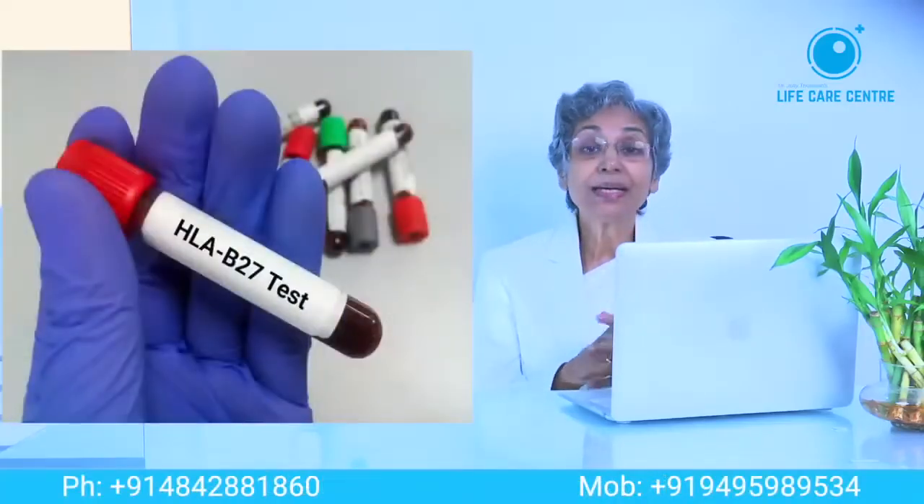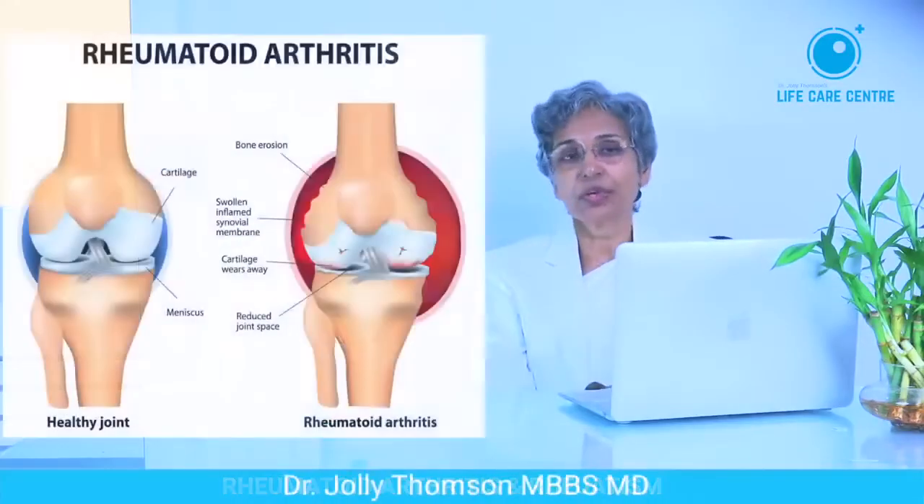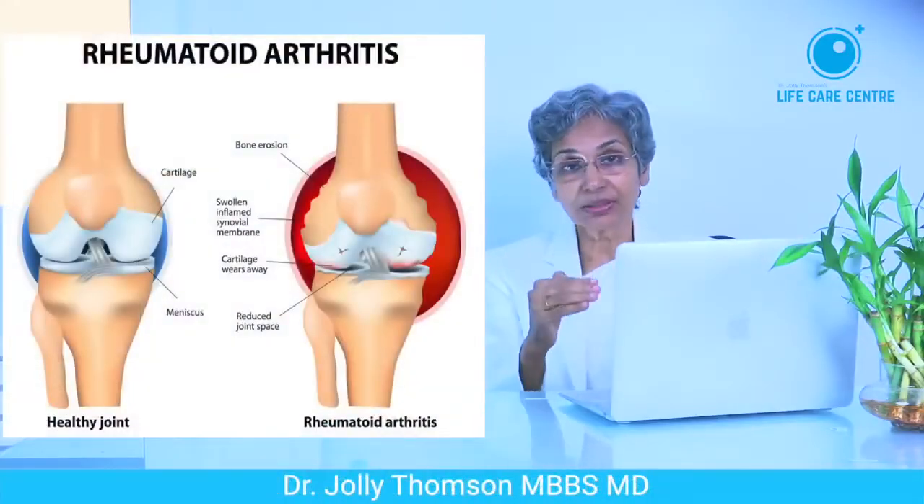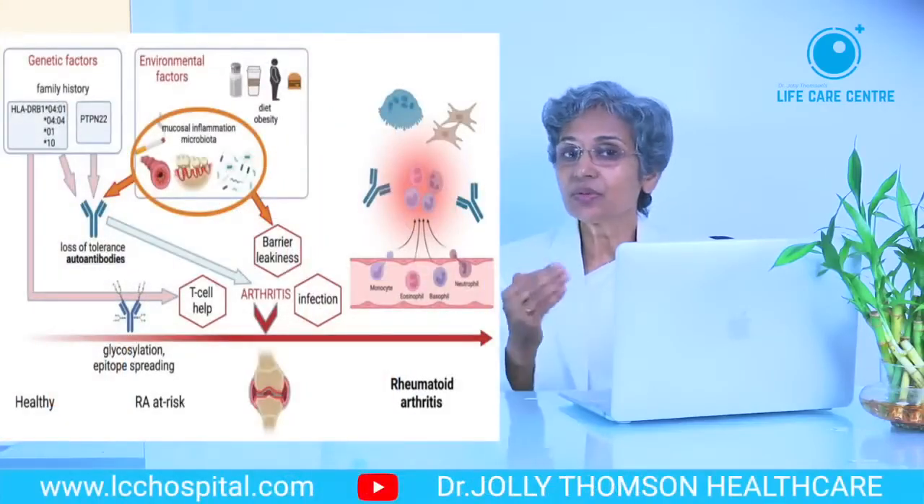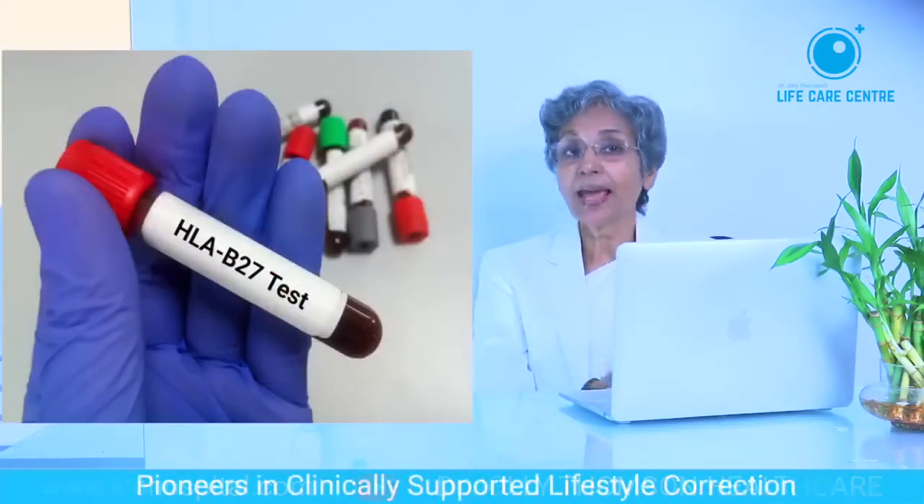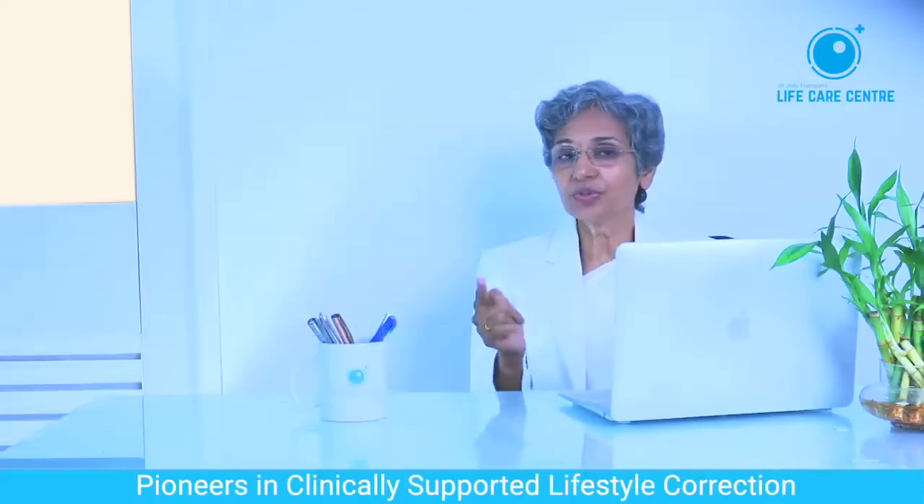Next, what is generally tested is HLA-B27. That is to check for any mutation which is predisposing the patient to rheumatoid arthritis. If the mother, father or another family member has rheumatoid arthritis, it is always better to check HLA-B27. And if it is positive, the predisposition for the disease is high, but even if you have a genetic predisposition, you need not get the disease.